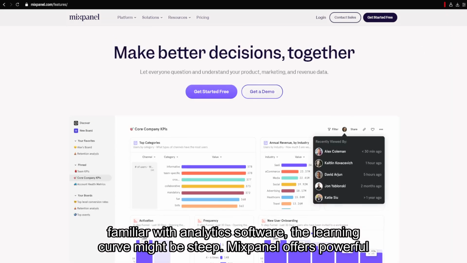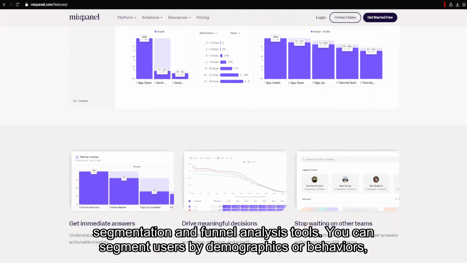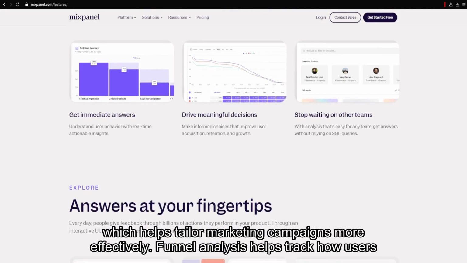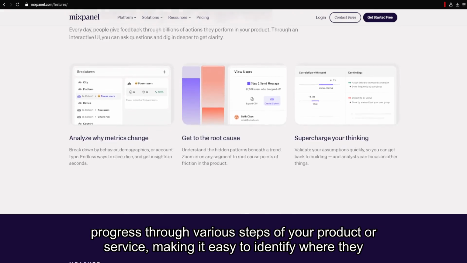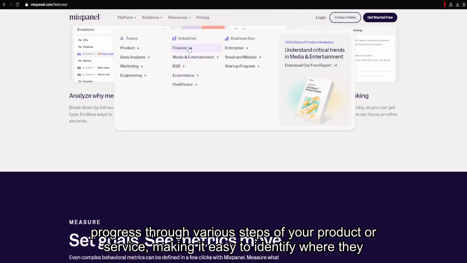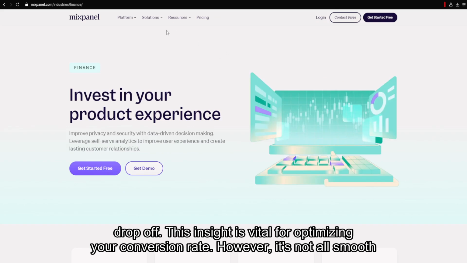Mixpanel offers powerful segmentation and funnel analysis tools. You can segment users by demographics or behaviors, which helps tailor marketing campaigns more effectively. Funnel analysis helps track how users progress through various steps of your product or service, making it easy to identify where they drop off. This insight is vital for optimizing your conversion rate.